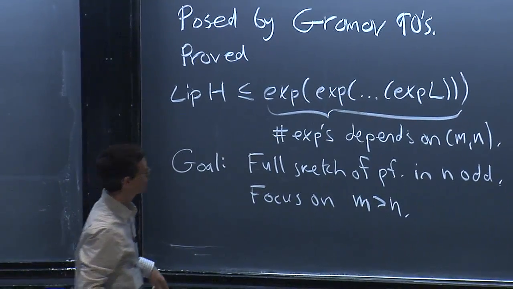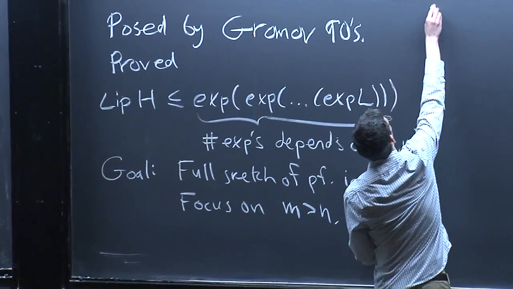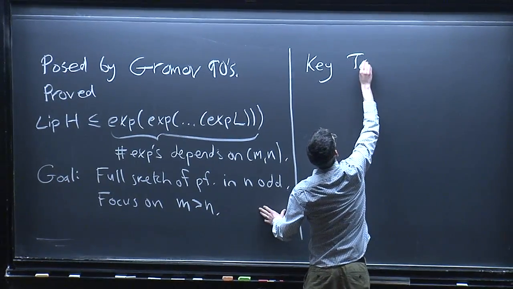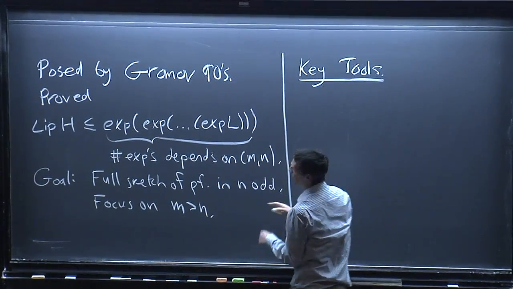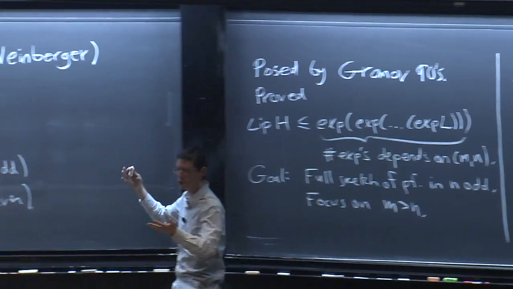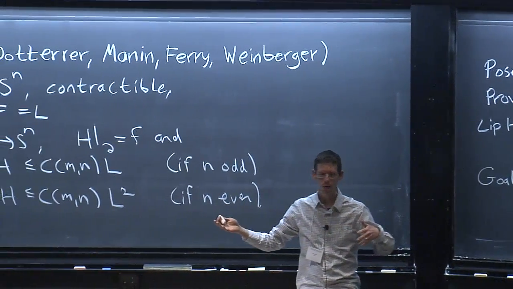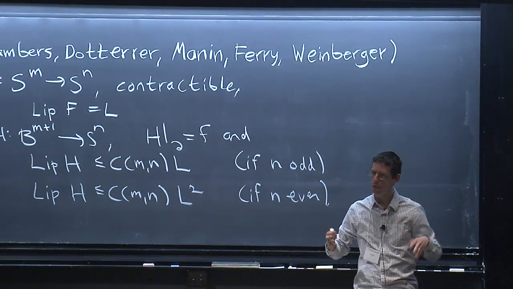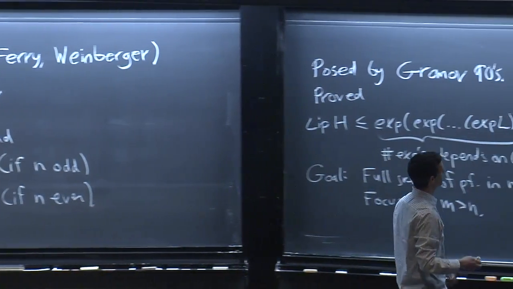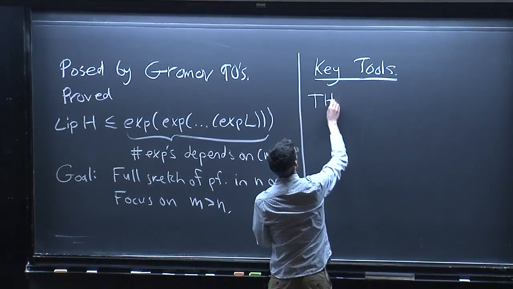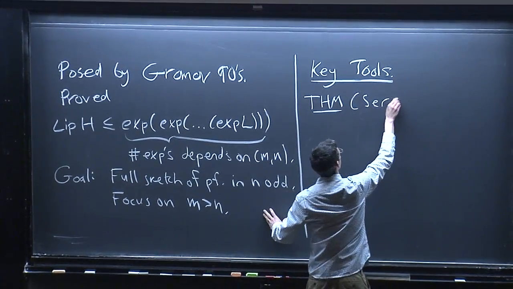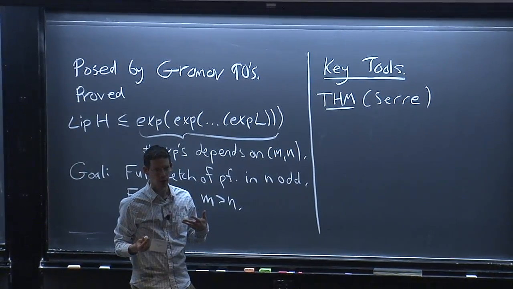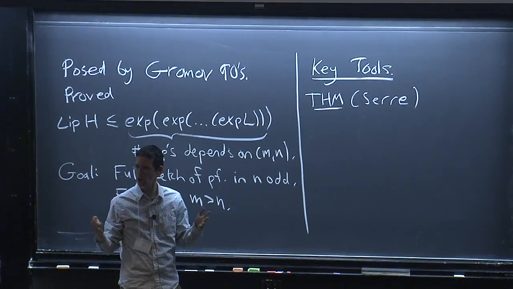So before we start, I'd like to mention two key tools. This work is on the interface between geometry and topology. So there are going to be one key tool from topology and one key tool from geometry, and we'll see how they work together. The key tool from topology is a theorem of Serre from the 50s. Serre figured out which homotopy groups of spheres are finite and which ones are infinite. And a remarkable thing is that almost all of them are finite.